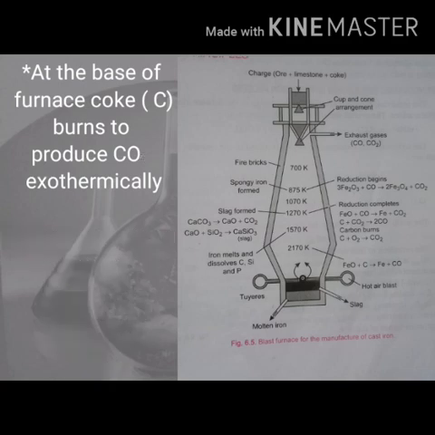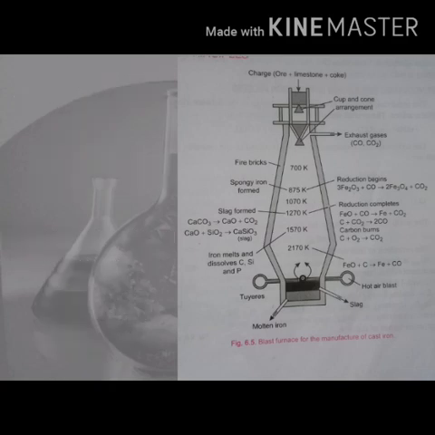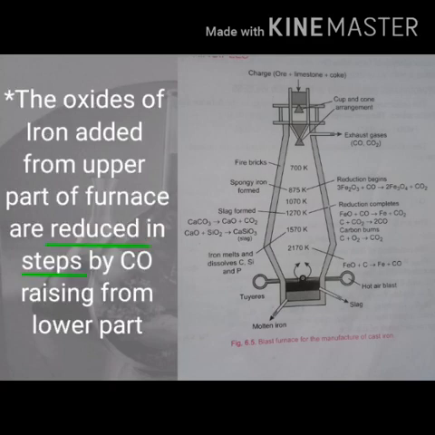The carbon monoxide and heat move to the upper part of the furnace. In the upper part, the temperature is lower and the iron oxides Fe2O3 and Fe3O4 coming from the top are reduced in steps to iron oxide FeO. The reactions taking place in the blast furnace can be summarized as follows.